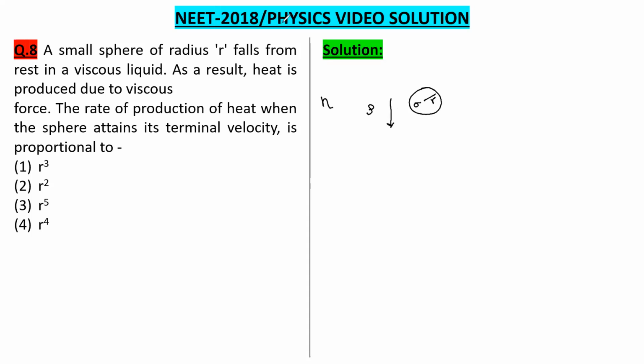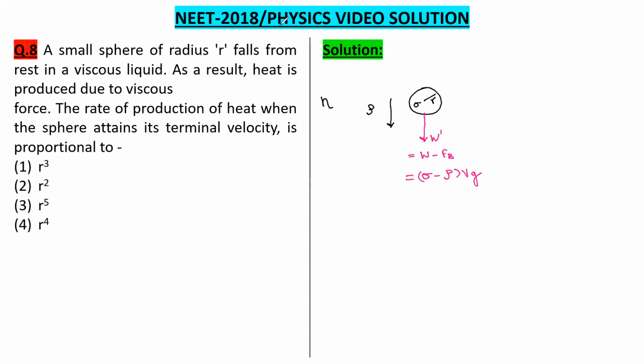There are three forces acting: one is the weight, there is the buoyant force, and there is the drag force. We can write the resultant of the weight and the buoyant force as W dash, which is acting in the downward direction. So W dash is the effective weight. If V is the volume of this sphere, the weight is equal to sigma Vg, and the buoyant force is rho Vg, so W dash is (sigma minus rho) Vg.